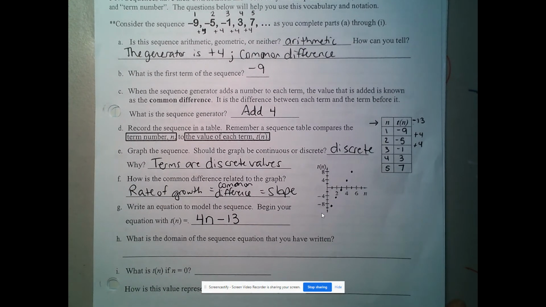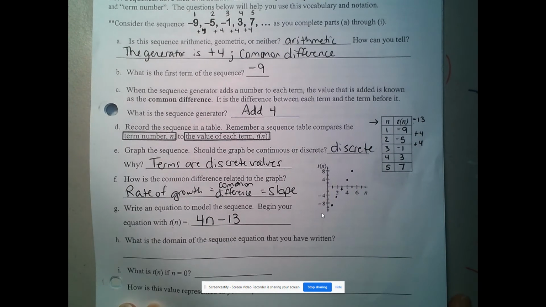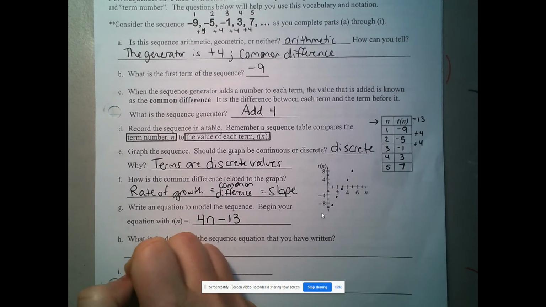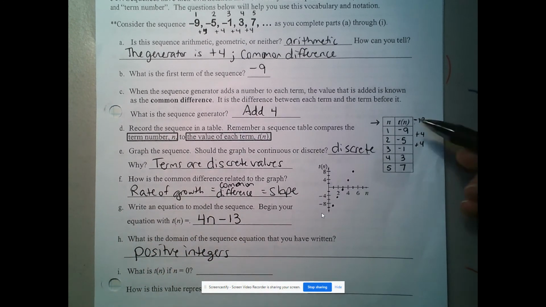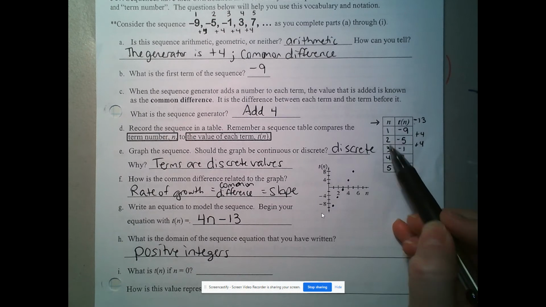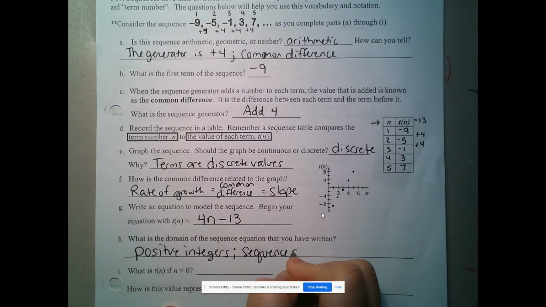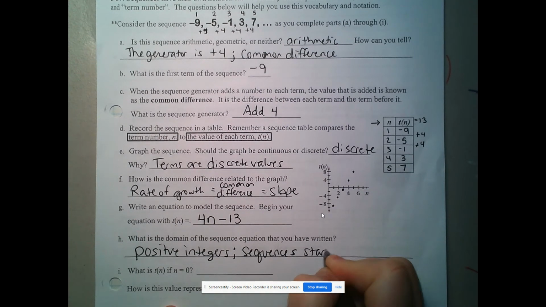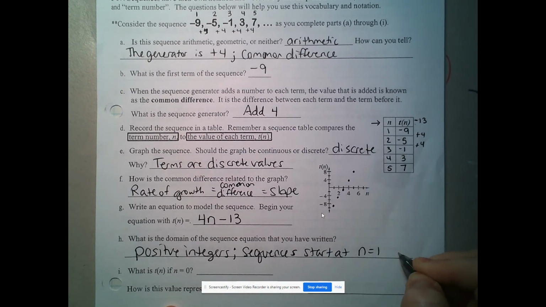What is the domain of the sequence? So the domain is x values. It is all positive integers. We said when we write a sequence, we don't start with 0. We always start with 1. So positive numbers only. And it's only integers because we don't have a 1.5 or a 2.5 in here. So positive integers. Sequences start at n equals 1. That's because it is a sequence.